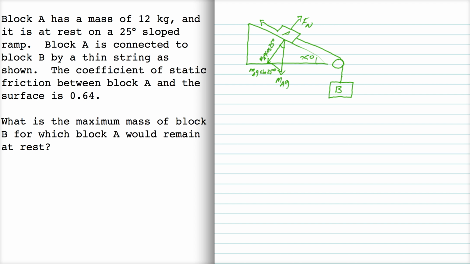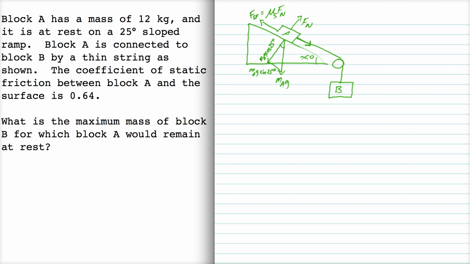We're dealing with static friction here. And what's more, if you read the problem carefully, it says what is the maximum mass of block B for which block A would remain at rest. So that means the block is just about to move because mass B is at its maximum value. That means that the force of static friction is at its threshold. It's at its maximum possible value. So we're able to substitute that in. In addition, we've got tension on block A. So those are the four forces acting on block A.